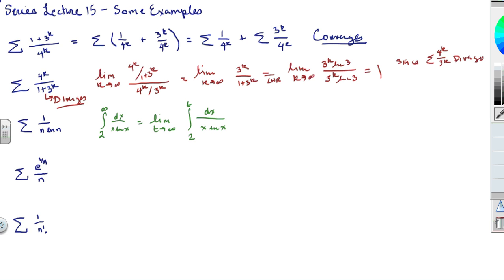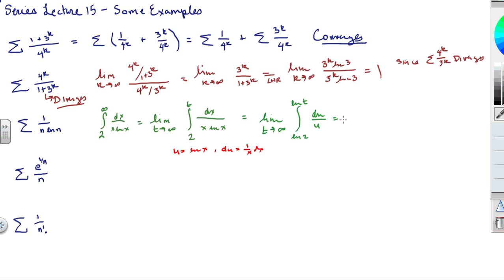And I said that was doable. Why is that doable? What would you use? U substitution, right? u equals ln x. And then du is going to be 1 over x dx. So I get the limit as t goes to infinity, with the endpoints: when x equals 2, u is equal to ln 2, and ln t, and that's going to be du over u, right?